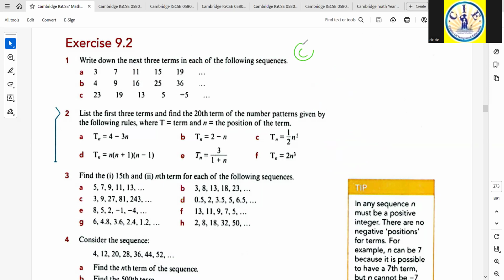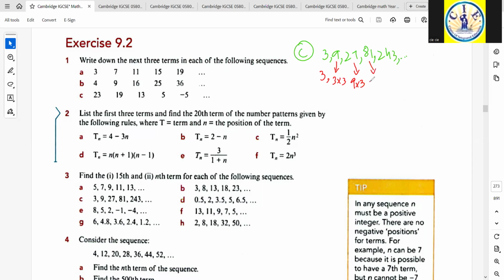Now it's part C. We see that after 3, this is 9, then 27, and 81, and then 243. We observe that each term is obtained by multiplying by 3. Like 3 is the first term, and then 9 is obtained by 3 times 3. Then once we have got 9, 27 is obtained by multiplying the previous term with 3.